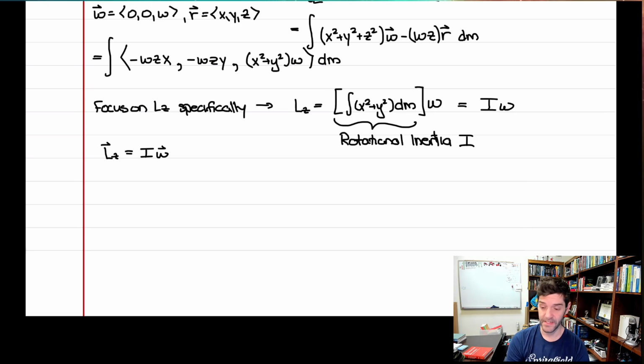And sometimes it is the case that the other components of the angular momentum are zero. So that this really is true in the 3D sense rather than just focusing on z for a more general angular momentum vector.